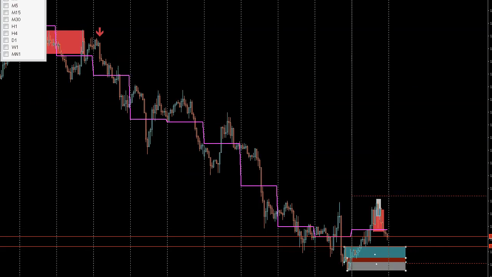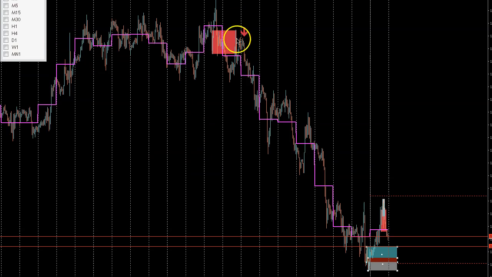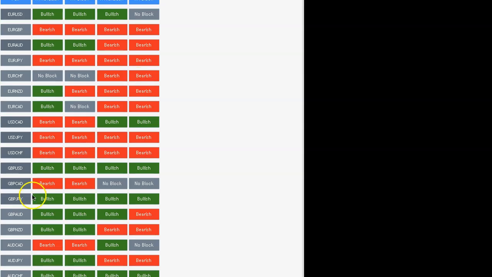Just like I said, sometimes we have to make some common sense of the market, and we can definitely tell that this has had a strong down move, so it more likely will have to give us a nice breather to the upside. Okay, so that was pound CAD.